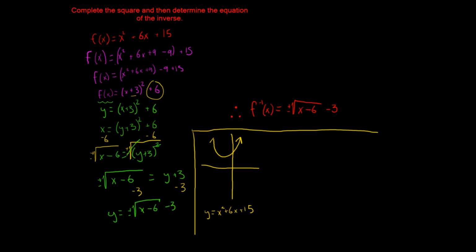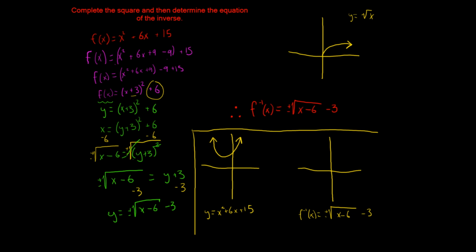Something like that. So then, what we know from the previous unit, or just from previous knowledge that you've already done, you know that a root function, so like y equals root x, that's going to look something like that, right? That's what a root function looks like. So we've now got f to the negative 1 of x, or sorry, the inverse function of x equals positive and negative root of x minus 6 and then minus 3.